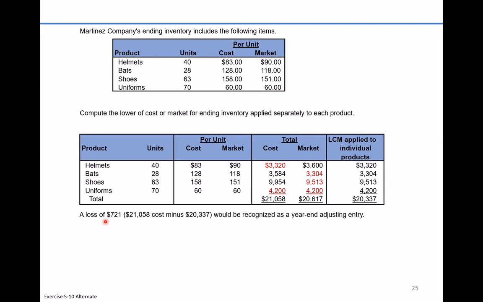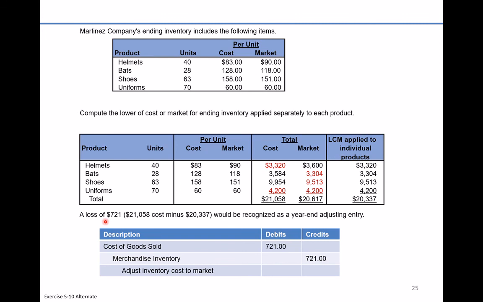We're going to do that as a year-end adjusting entry to inventory. And the journal entry is going to look just like this. We're going to debit cost of goods sold. That means we're increasing our expense called cost of goods sold, and we're going to be crediting inventory, merchandise inventory, to lower down the value of inventory. And the reason we did that was to adjust inventory cost to its market value. Okay?